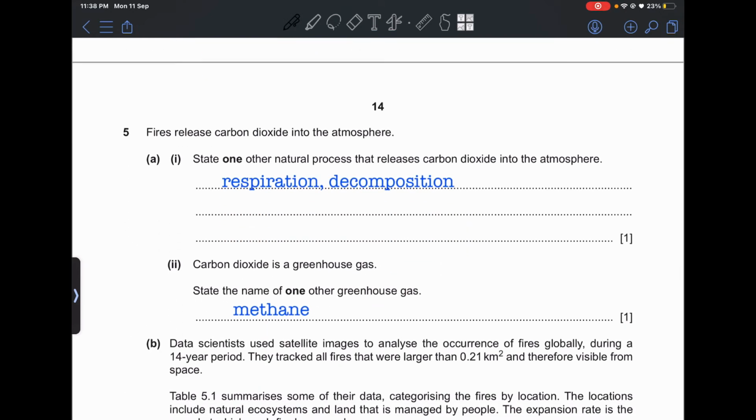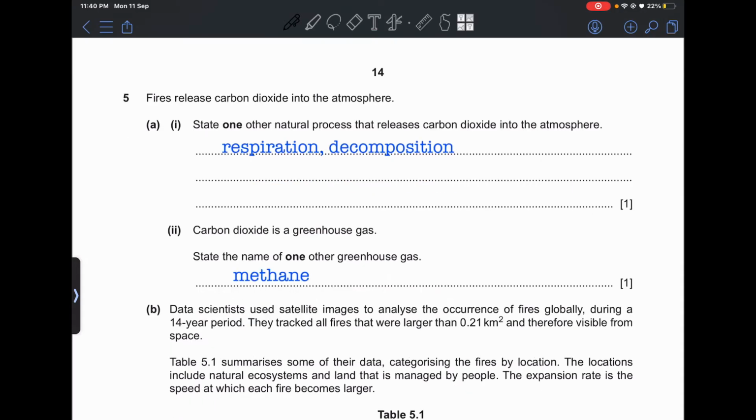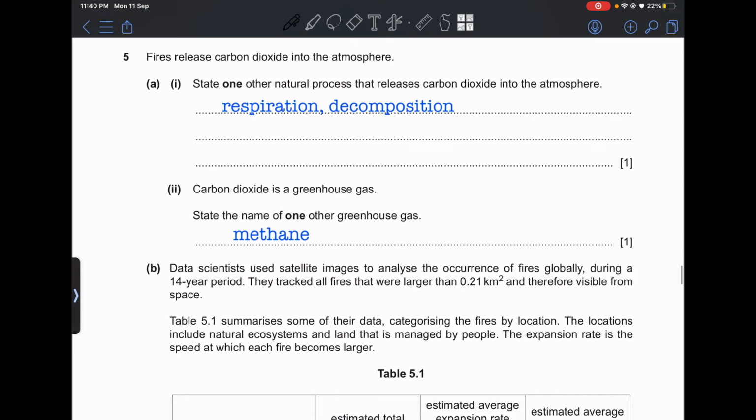5. Fires release carbon dioxide into the atmosphere. State one other natural process that releases carbon dioxide into the atmosphere. You can say respiration, decomposition, or you can even say volcanic eruptions. Double I, carbon dioxide is a greenhouse gas. State the name of one other greenhouse gas. Of course, this is methane.